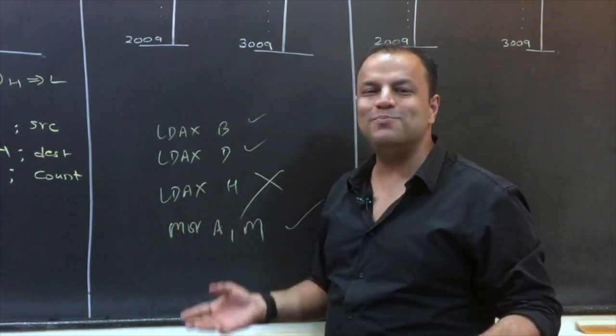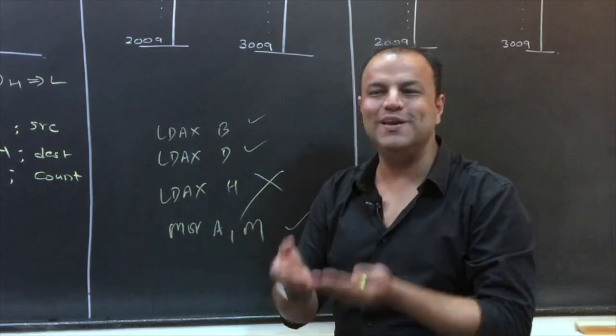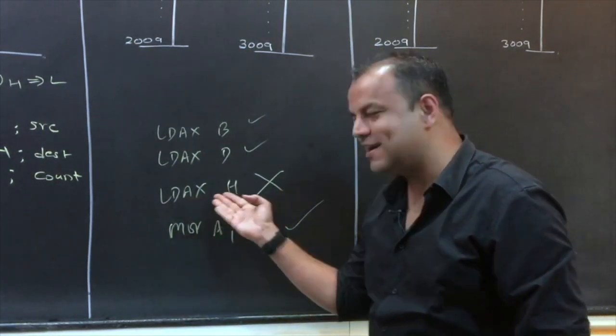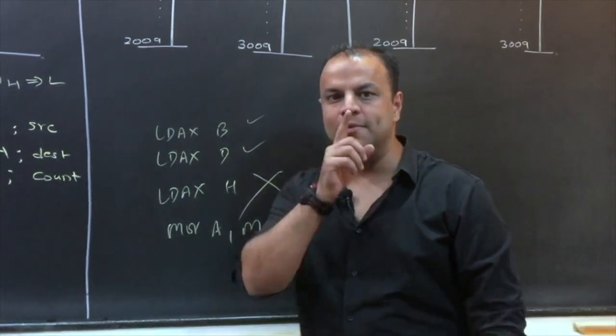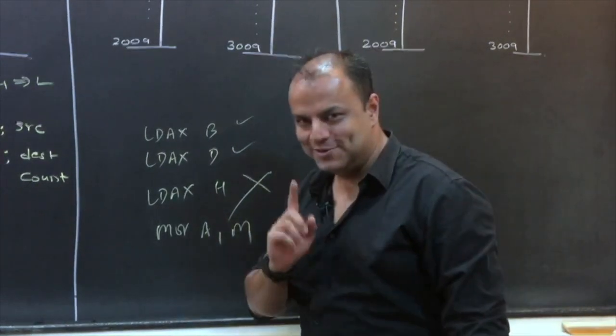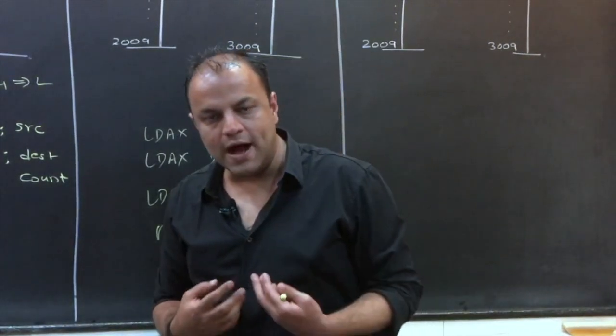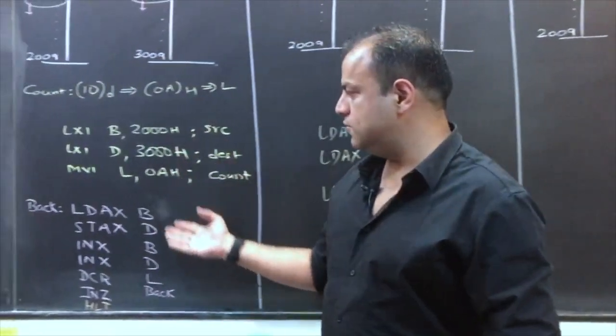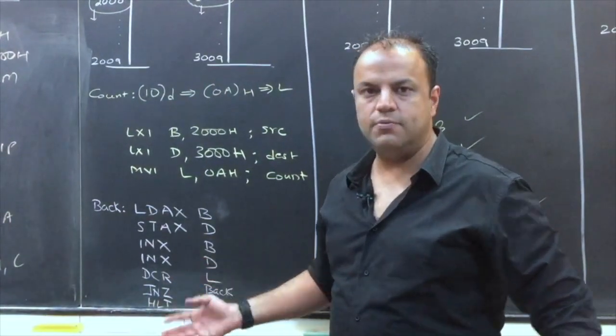Now the location pointed by the HL pair is called M. If you want A to get the value of M, you don't write LDAXH, you write MOV A, M. Please tell me, did you understand this? You understood this, right? You understand how I'm clearing my conscience? I know you've seen this program, you'll prepare it well and you'll go.